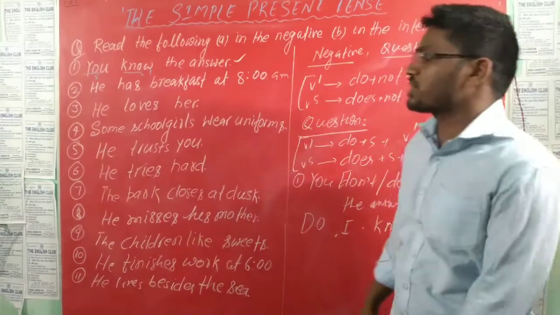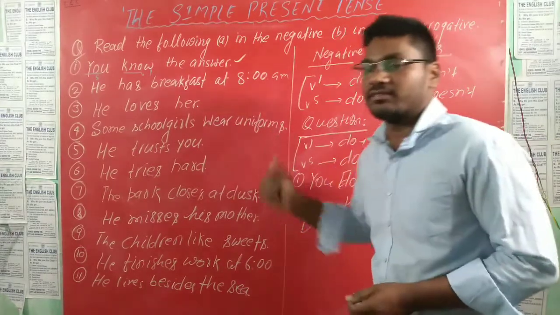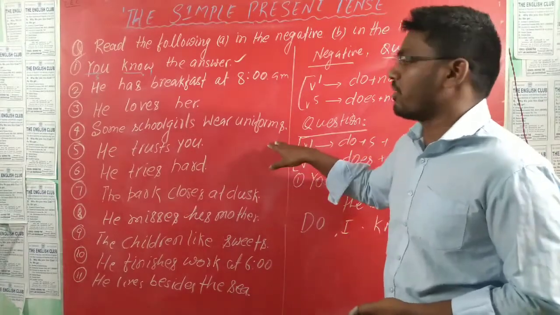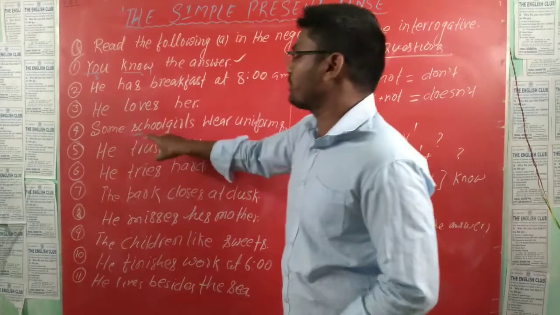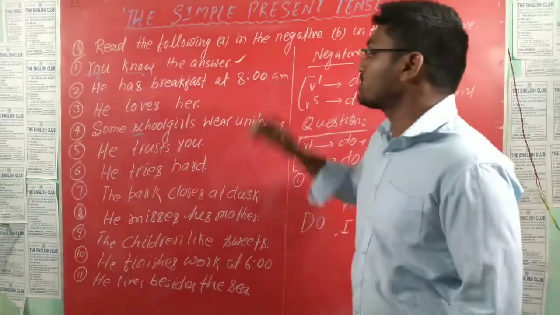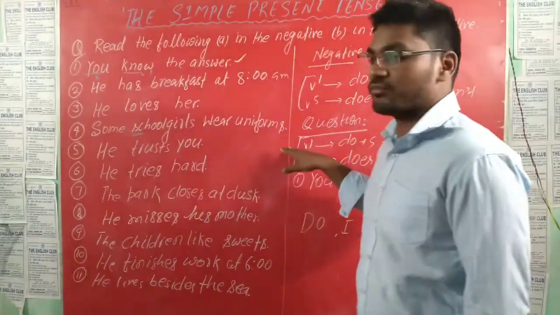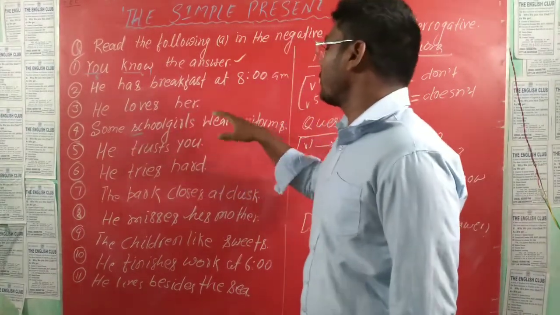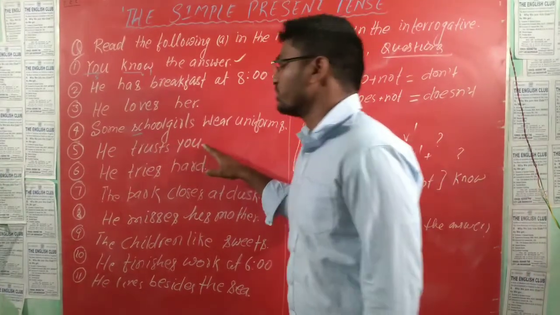Sentence 3. He loves her. He does not love her. Does he love her? Sentence 4. Some schoolgirls wear uniforms. Keep in your mind that schoolgirls is plural, the subject is plural, so that's why V1 is used. Some schoolgirls don't wear uniforms. Interrogative: do some schoolgirls wear uniforms? Next, he trusts you.